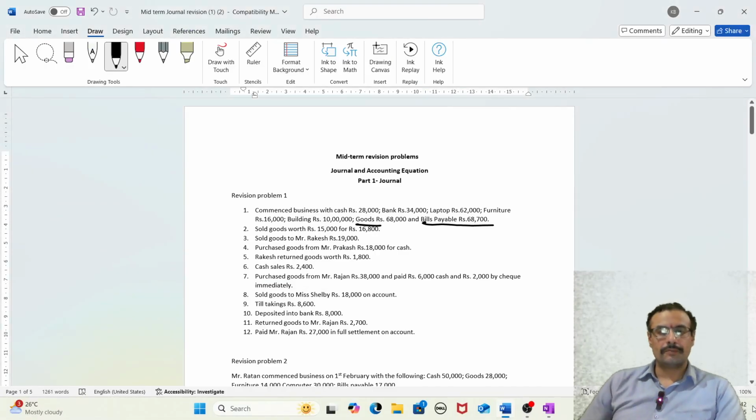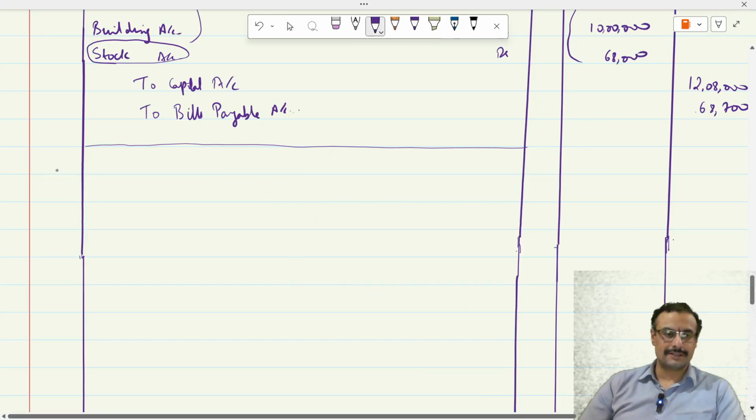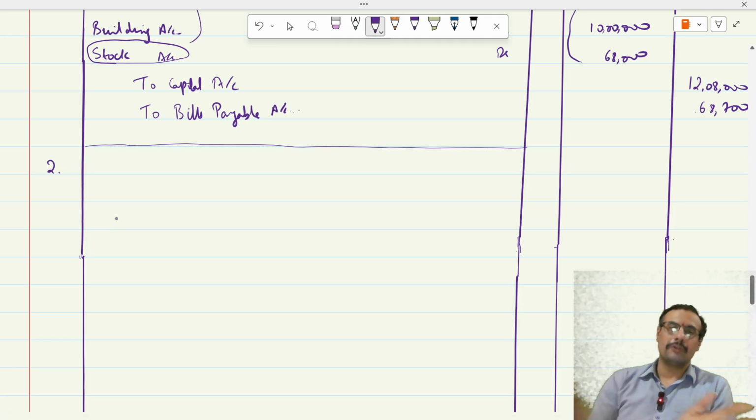Sold goods worth rupees 15,000 for rupees 16,800. Remember, we had discussed this one. We do not record the profit or loss on sale. In totality, we record the value of the transaction. We do not measure the profit or loss in it, especially for goods.